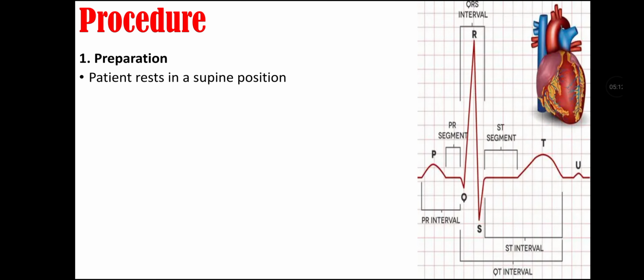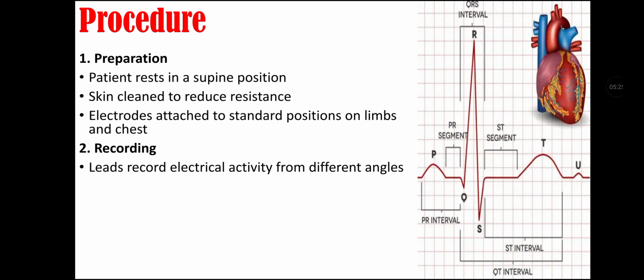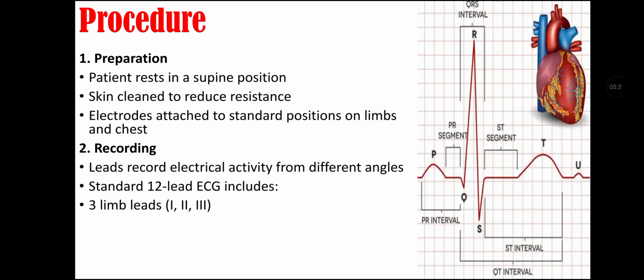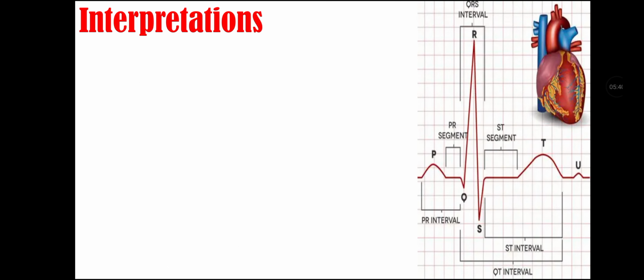Procedure of ECG. First we do preparation, in which the patient rests in supine position. Skin is cleaned to reduce resistance and electrodes are attached to standard positions on limbs and chest. Second we do recording, as leads record electrical activity from different angles. A standard 12 lead ECG includes 3 limb leads, 3 augmented limb leads, and 6 precordial leads. Recording usually takes a few minutes.